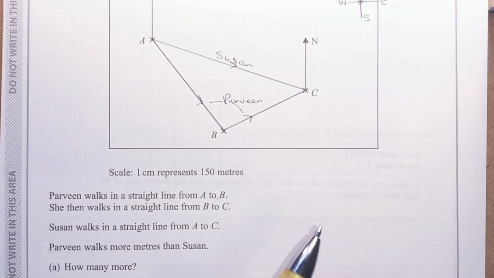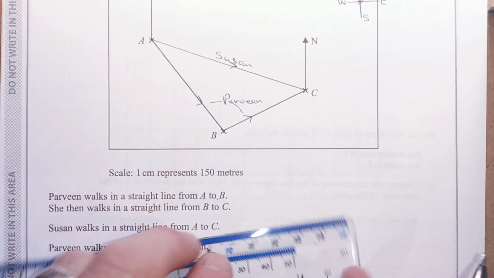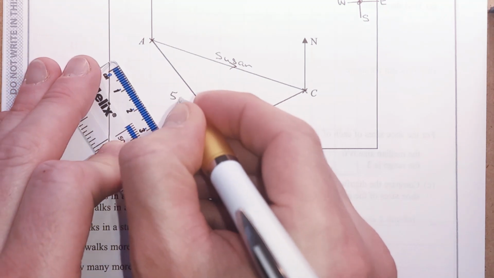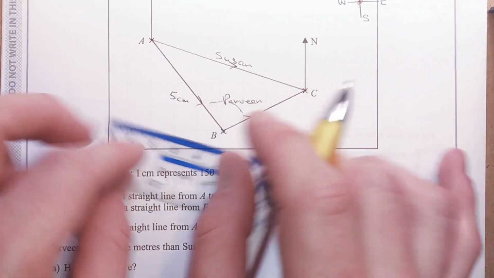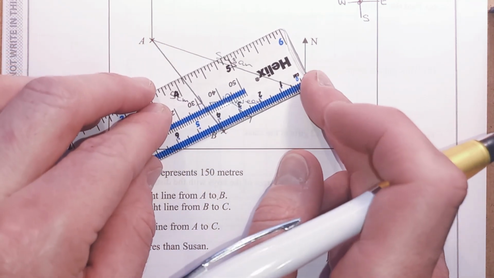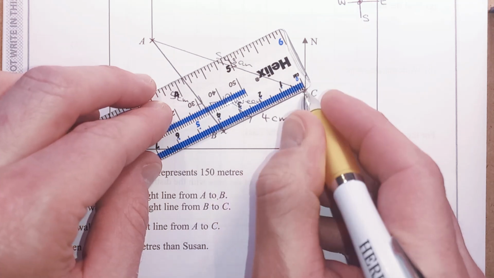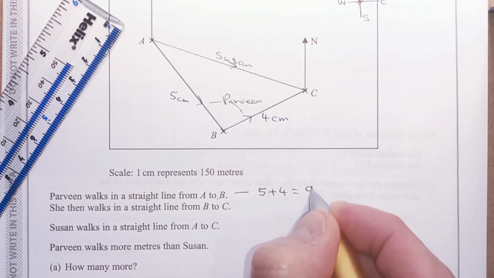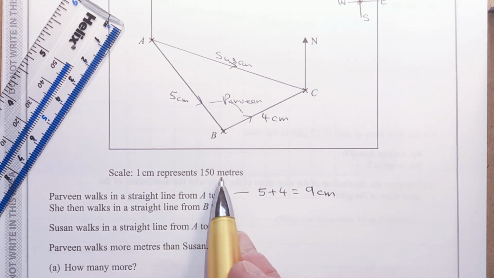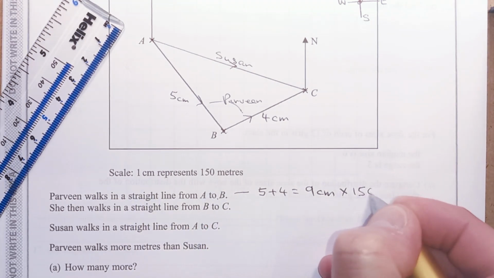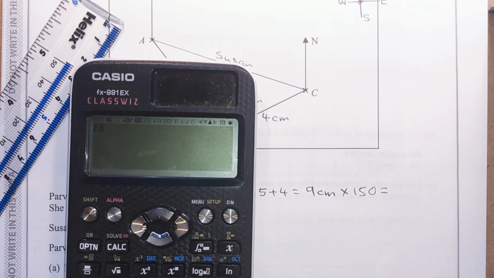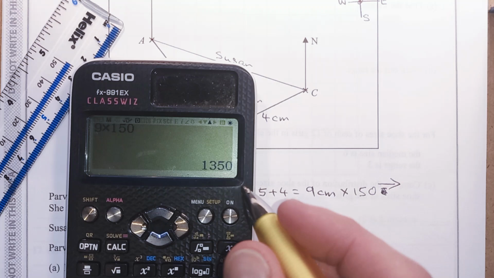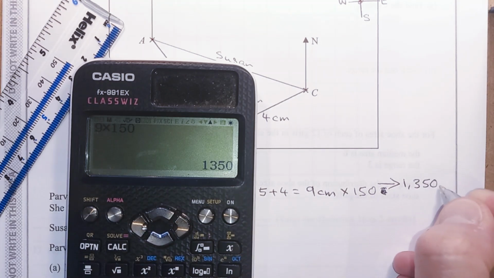How many more? Well, let's measure it then. So, get my ruler here. We're going to do Parveen first. For me, that looks like 5 centimetres. And then up here, I'll measure it this way just because my video is making that be in the way. So that's 4 centimetres. So Parveen is 5 plus 4, so that's 9 centimetres. Now, if 1 centimetre is 150 metres, we need to multiply that by 150 to get our distance in metres. So 9 times 150. Actually, I shouldn't put equals, really, because we're converting it. So it represents 1,350 metres.